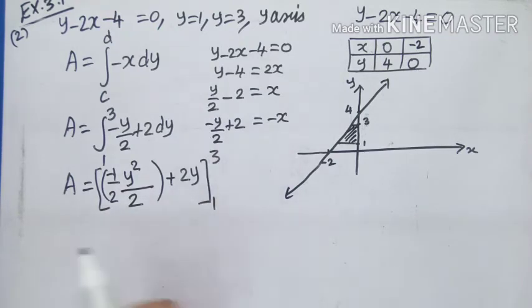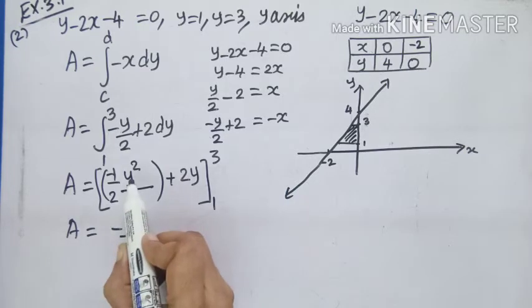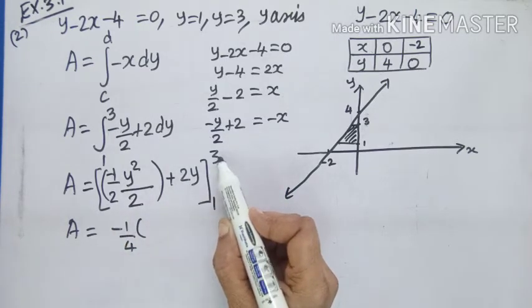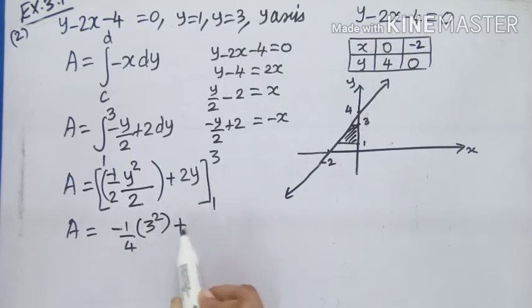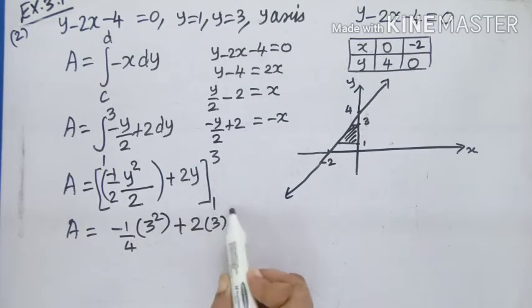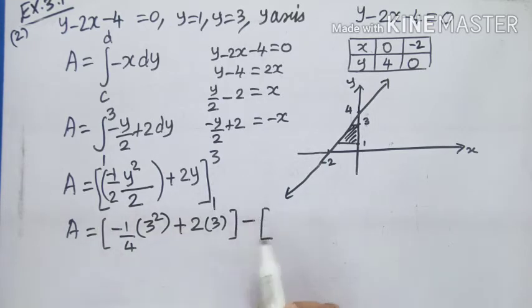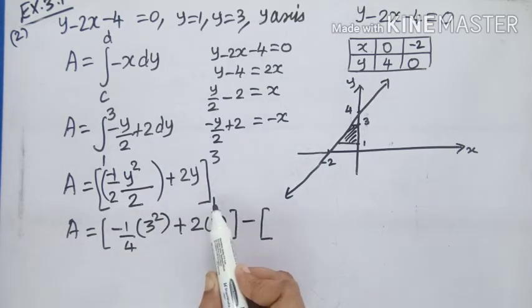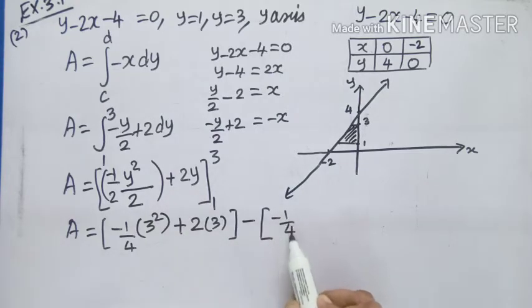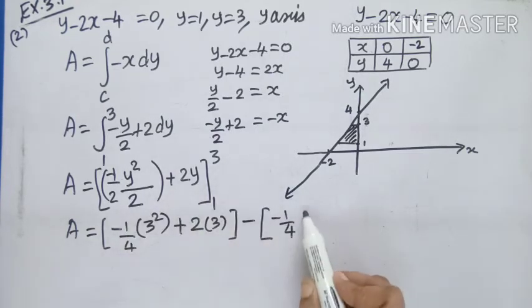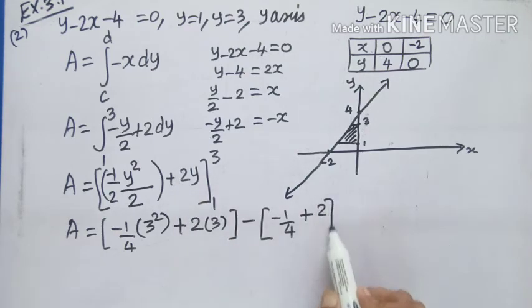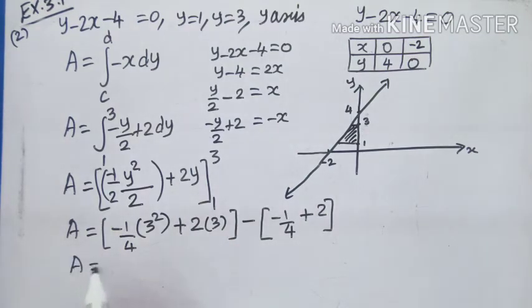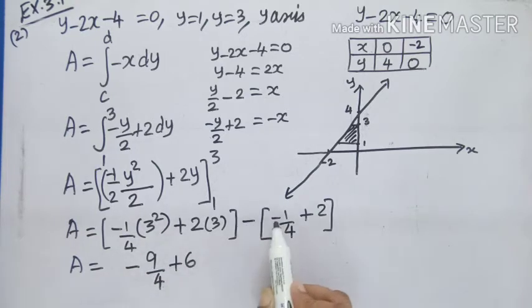Put the limits from 1 to 3. It is minus 1 by 4 y square. I am putting y equals 3, so 3 square plus 2 into the y value 3, minus, wherever y is coming put 1. So it becomes minus 1 by 4, 1 square is 1 only, plus 2 into 1 is 2. Simplify the answer. A equals minus 9 by 4 plus 6, minus into minus plus 1 by 4 minus 2.